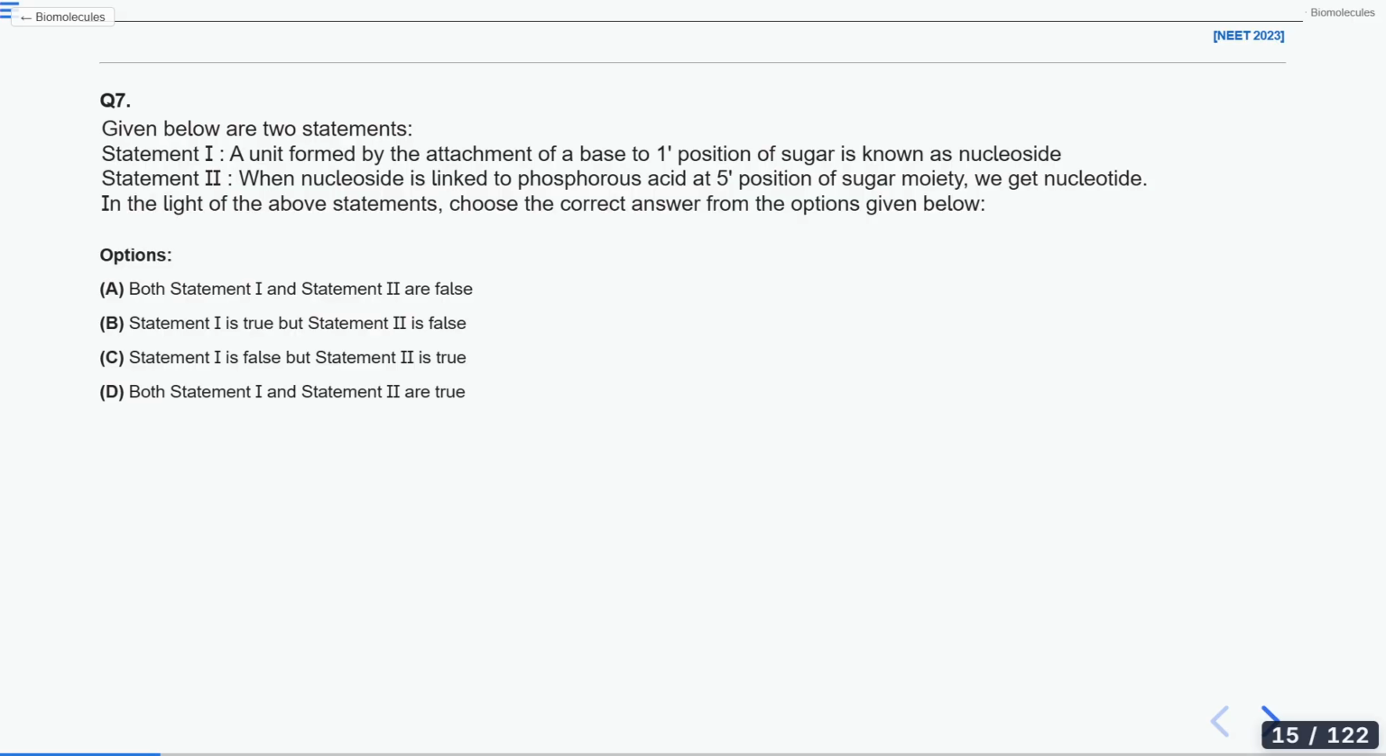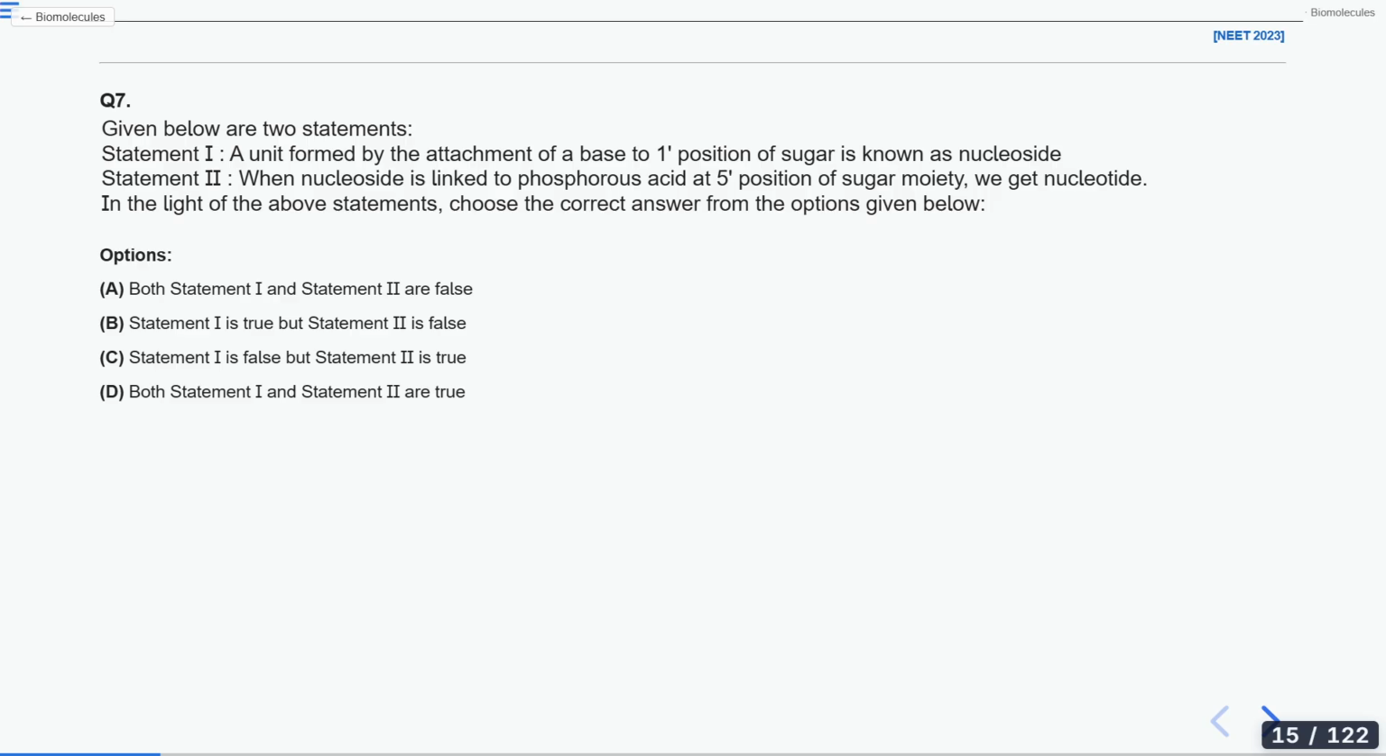Now next question. Again, it is a statement type question. It was asked in 2023 NEET. The first one is, a unit formed by the attachment of a base to the first position of sugar is known as the nucleoside. Second statement, when nucleoside is linked to phosphoric acid at the fifth position of the sugar moiety, we get nucleotide. Now you have to tell which statement is true. Either both of them are true or both of them are false or one of them is true.